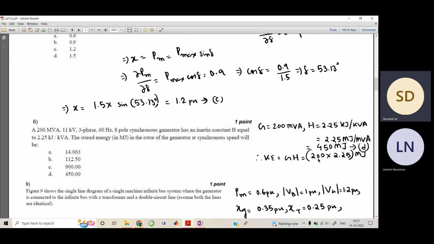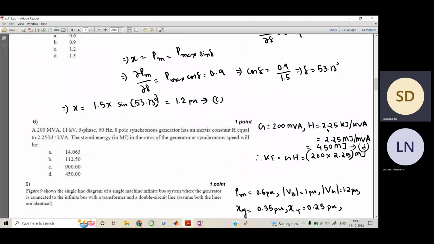So basically you have to multiply 200 into 2.25, which comes out to be 450 megajoule. And also, this would be down here. While writing, I was moving these terms here and there, so accidentally it got mixed up. Anyways, I'll correct it and then resend it.